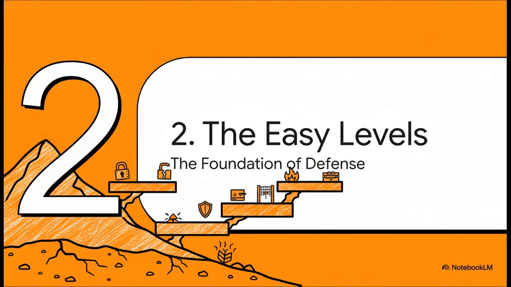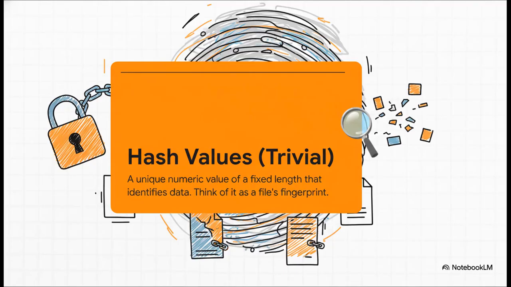All right, let's start our climb at the very bottom. These first few levels are the indicators that are frankly trivial for an attacker to change. They're the foundation, you have to do them, but you can't only do them. So first up at the base, hash values. A hash is just a file's unique digital fingerprint. You take a malicious file, you generate its MD5 or SHA-1 hash, and you block it. Simple. The problem is that fingerprint is incredibly easy to smudge.